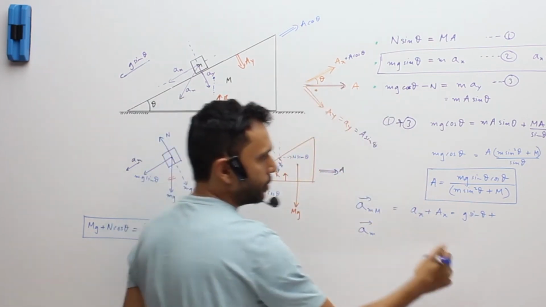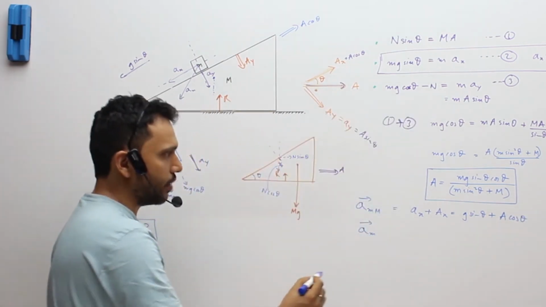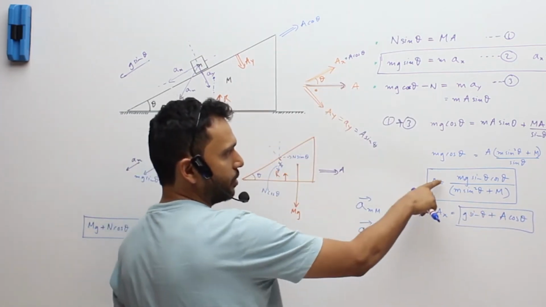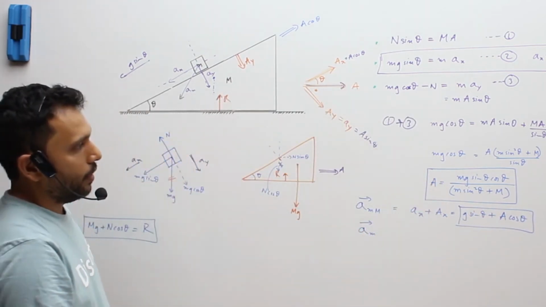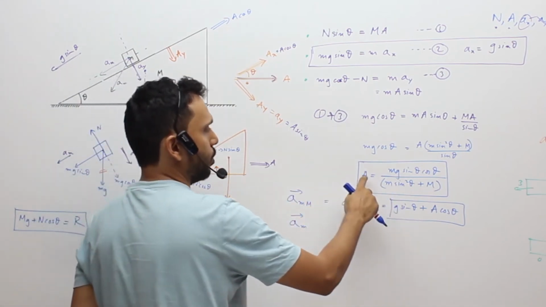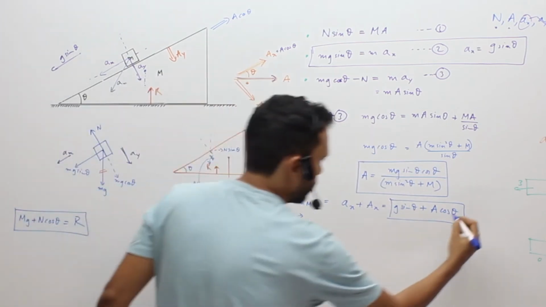So A is so much. I'll write A cos theta. We'll write that big thing, A cos theta. So that will be your answer: g sine theta plus A cos theta, where A is so much. So if this is the only question which is asked, you'll have to put the A value, take the LCMs and write it. So that becomes your answer.